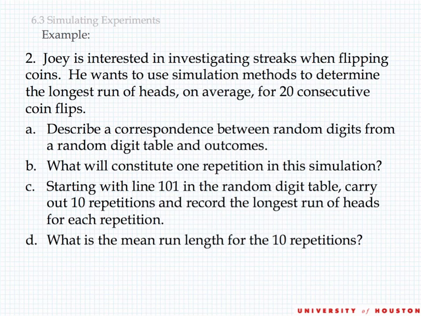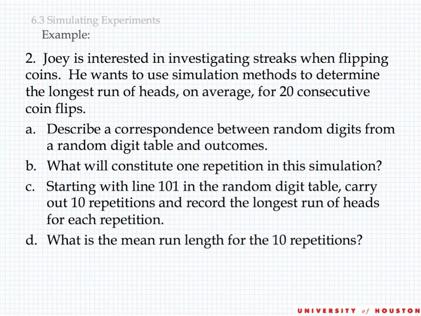Example 2. Joey's interested in investigating streaks when flipping coins. He wants to use simulation methods to determine the longest run of heads on average for 20 consecutive coin flips. Describe a correspondence between random digits from the random digit table and outcomes.